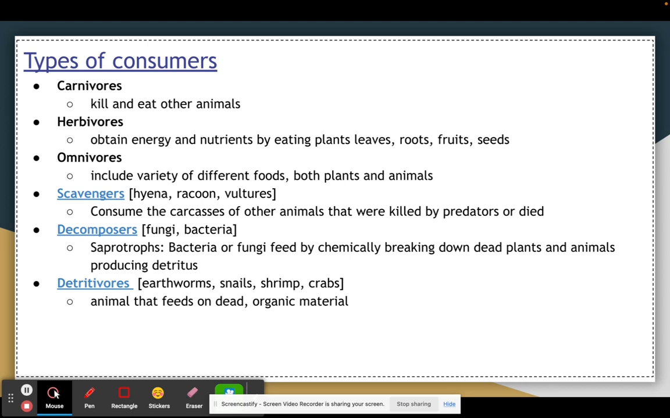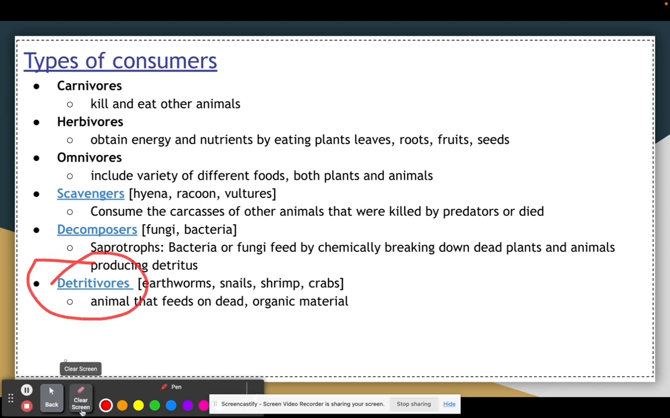And then the next level that we have, and we've talked about earthworms, snails, shrimps, and crabs in our invertebrate unit, they're called detritivores, and these organisms are ones that feed on the dead organic material. So the decomposers are going to break this down, and the detritivores are going to eat that broken down material. You may or may not have ever heard of this type of consumer before, so this may be something new for you, and let's explore that a little bit deeper.